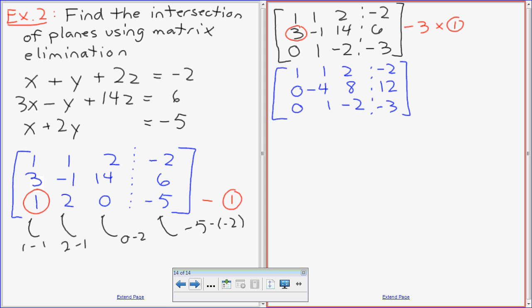Well, I'm just adding. I did -3 times this and added to this, right? So the same thing, -3 times 1 is -3, plus 3 is 0. -3 times 1 is -3, plus -1 is -4. -3 times 2 is -6, plus 14 is 8. -3 times -2 is positive 6, plus 6 is 0.